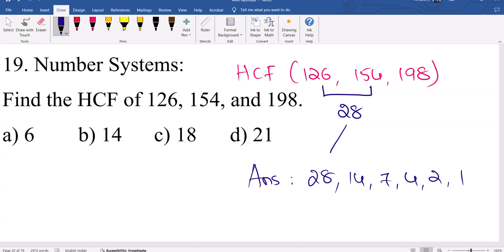Which is available in options? 14. That's it. Now we can cross check whether all those are 14 multiples or not. If you still have doubt, 14 9 times is 126, 14 11 times is 154, and your 198 is the problem. Okay, again. 198 here, the difference is 44.